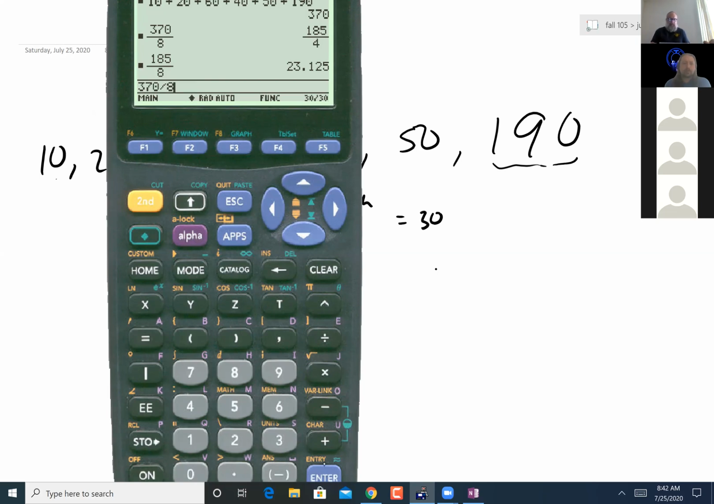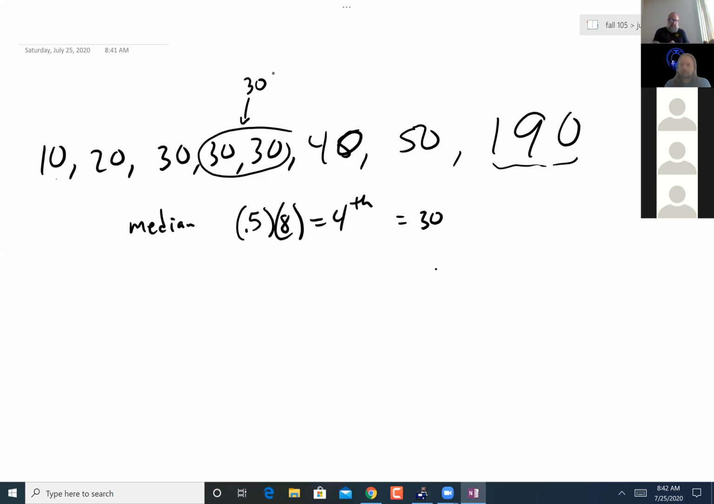Can you all see it's 23 and an eighth up there? Obviously, that can't be the right answer, because the median is here. The average is going to lie over in here somewhere. It has to be, because this guy is going to pull the average towards him. And what is the average?